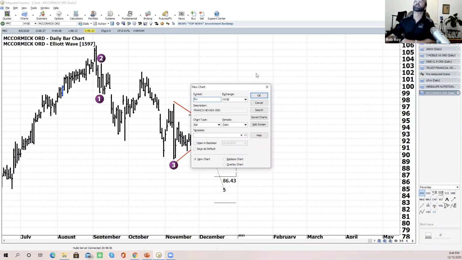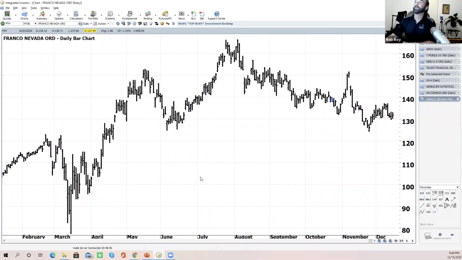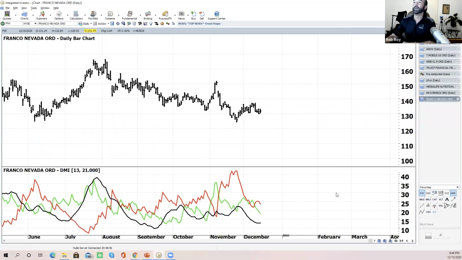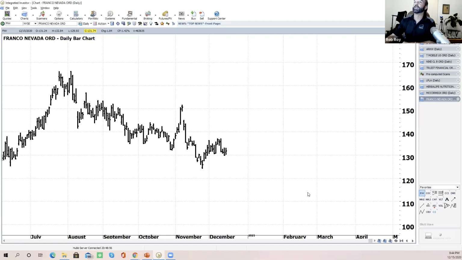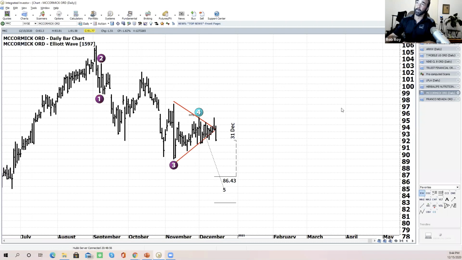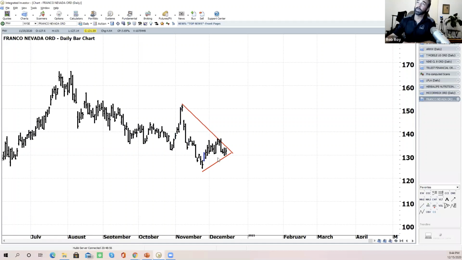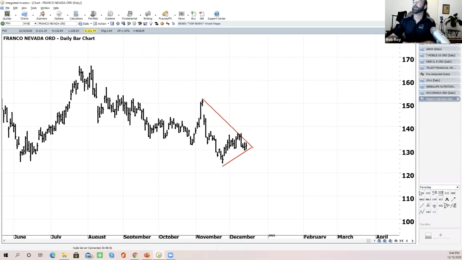And then FNV was another one. This one's actually been showing up. You can see from the ADX that we got down below 13, and now we're just starting to curl back to the upside, which is interesting. Is something getting ready to happen here on this one? It's maybe not quite as classic of a triangle as McCormick is. That's about as good as it gets. This one's a little more of a stretch here, but it is a very similar pattern.